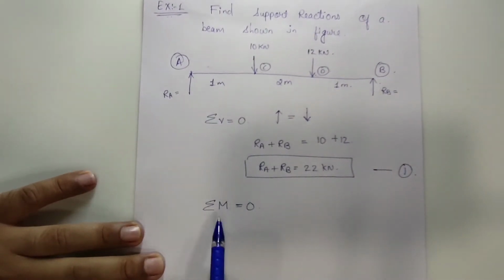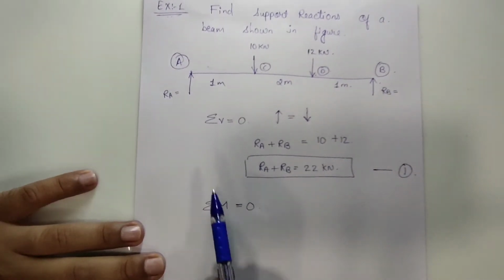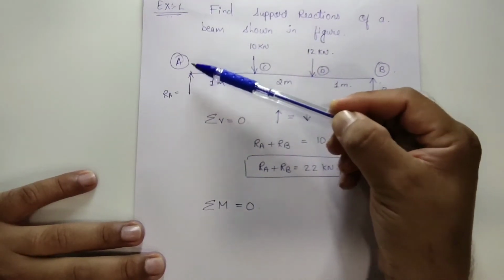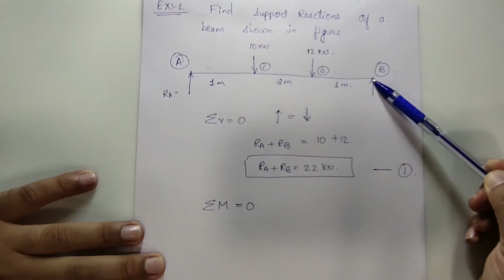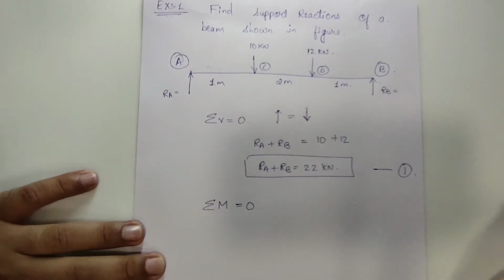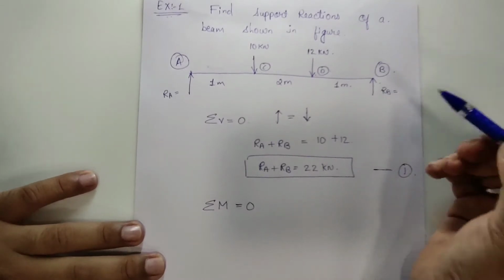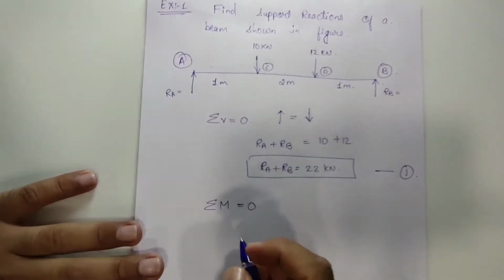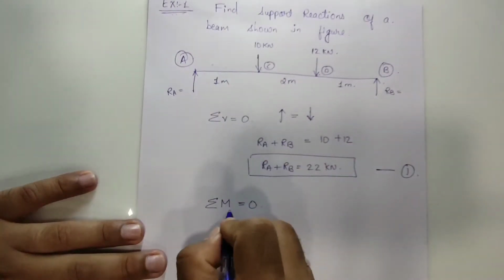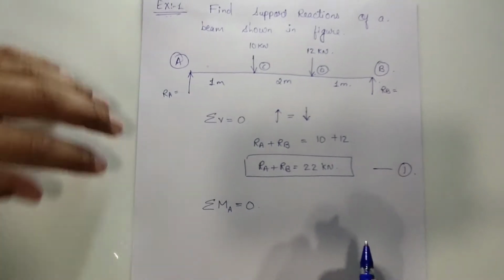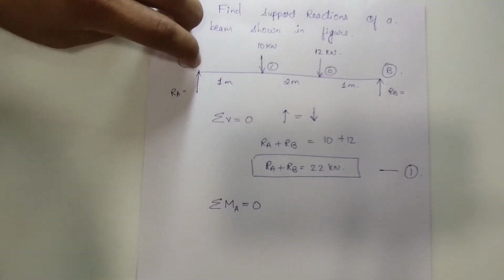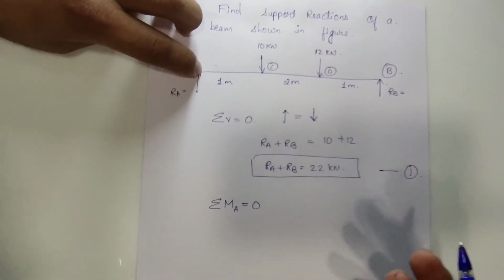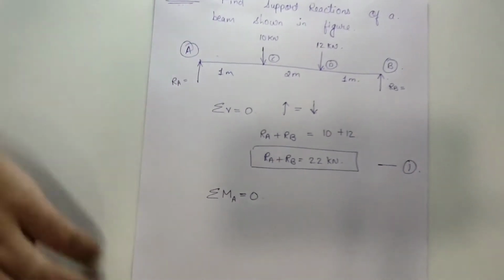Now, where do I take the moment? I can take it only at a support. You can take the summation of moments at support A equal to 0, or the summation of moments at support B equal to 0. You can take moments anywhere you want, but mind it well, always take the moment at a support only, not at the load. Okay, so I am taking the summation of all the moments at A equal to 0. That means every moment will come at A, and that would be equal to 0. In that way only it will be in equilibrium.